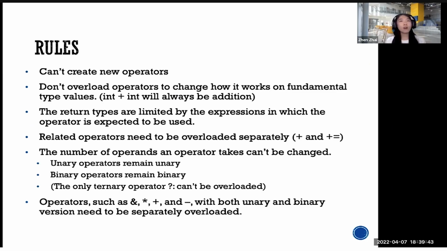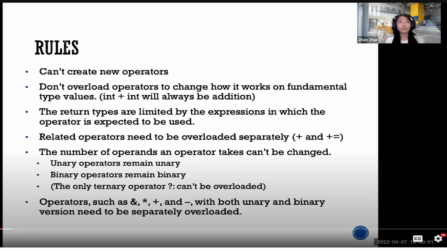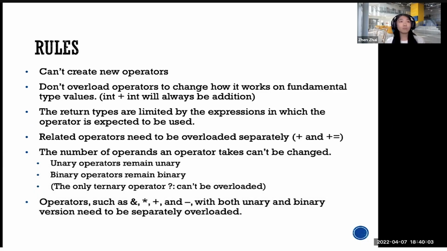The number of operands an operator takes cannot be changed. This is similar to rules 2 and 3, where we don't want to change too much about how the operator was initially designed. There are three different numbers of operands that you can use for an operator.